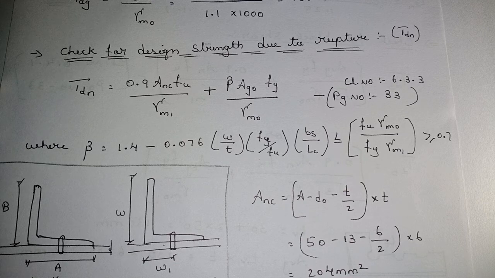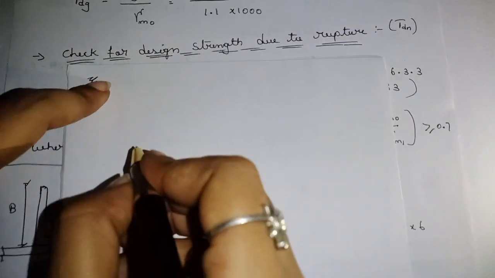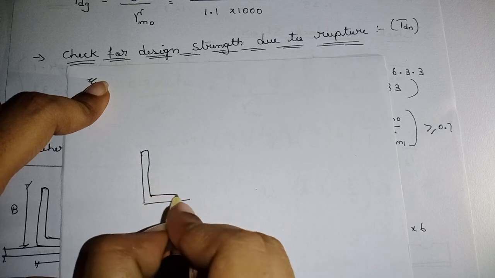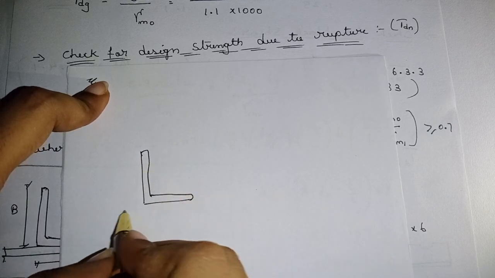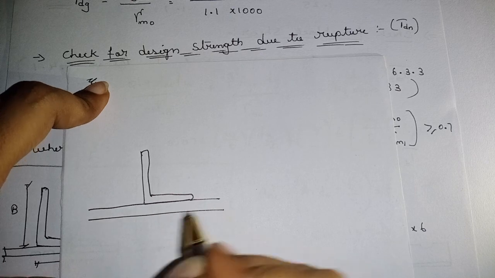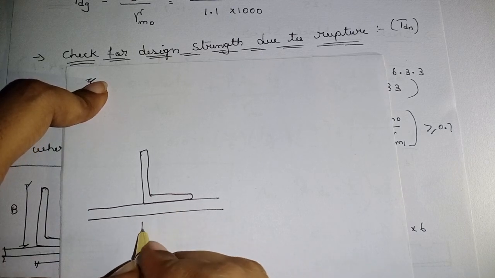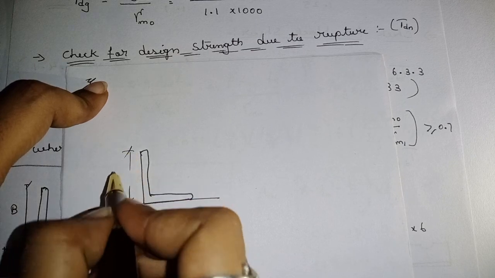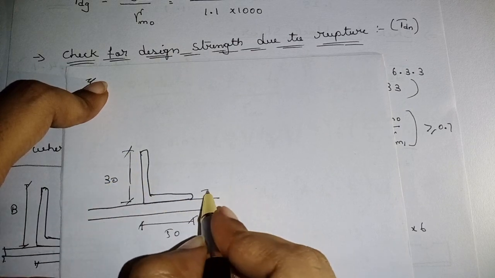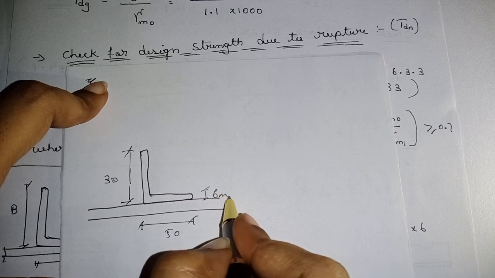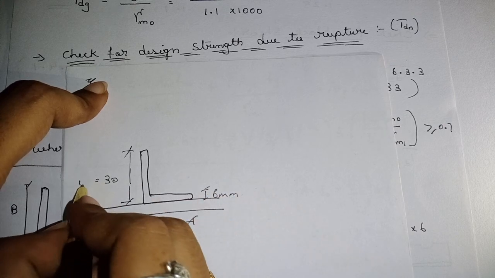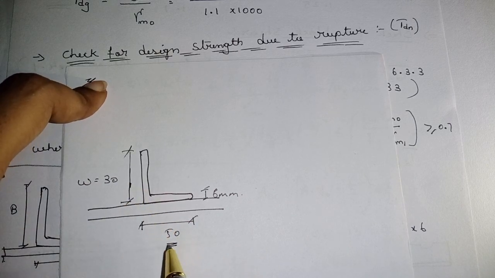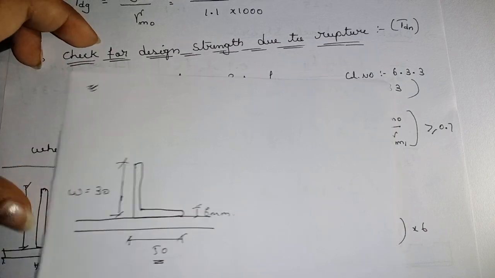So here you have an angle section of 50 by 30 mm. I'm connecting this to the gusset plate. What is this width now? This is 50. Another dimension is 30. And the thickness of this is 6 mm. So what is W now? It is 30 because it is the outstanding leg. The connecting leg is 50. I am clear.